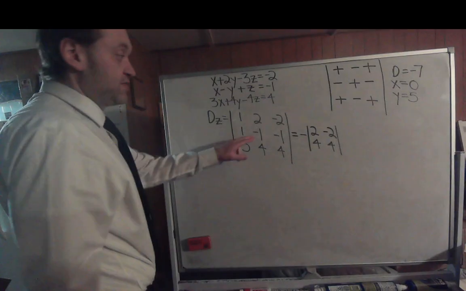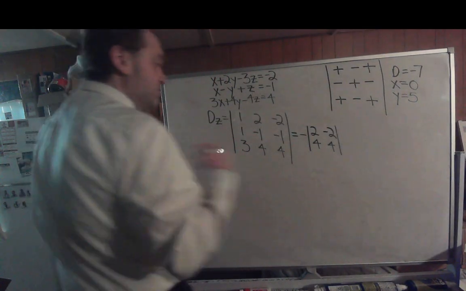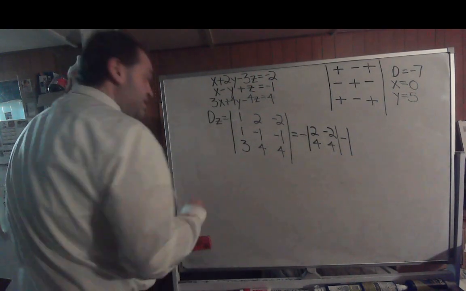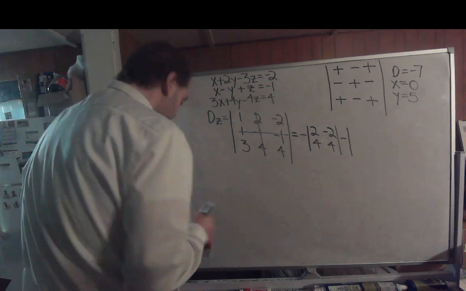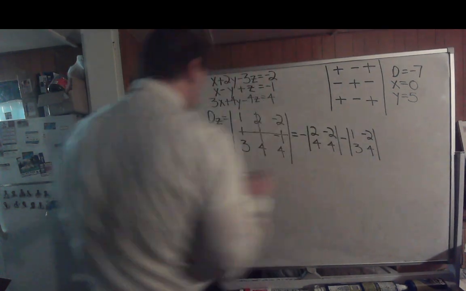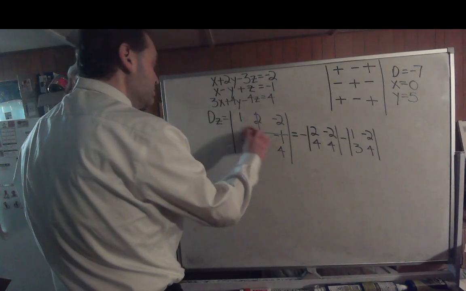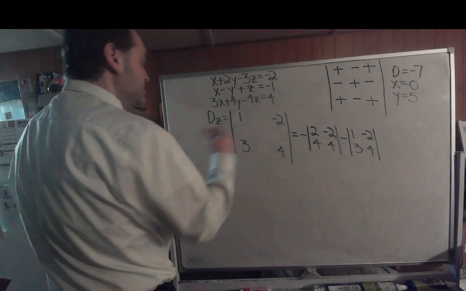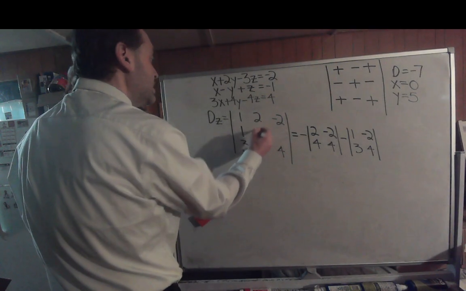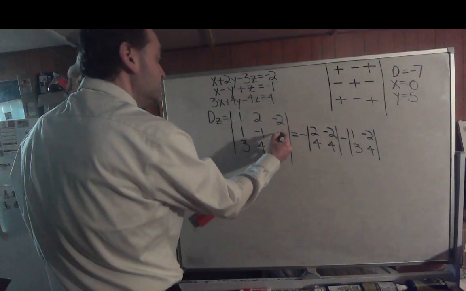Now the second entry of the second row is a negative 1. According to my coefficient matrix, I need to take positive of that negative 1, so that'd be minus another determinant. That results when I strike out the second column in the second row. So my resulting determinant is going to be 1, negative 2, 3, and 4. Then I've got one more determinant to figure out. So 1, 1, 3, 2, negative 1, 4, negative 2, negative 1, 4.